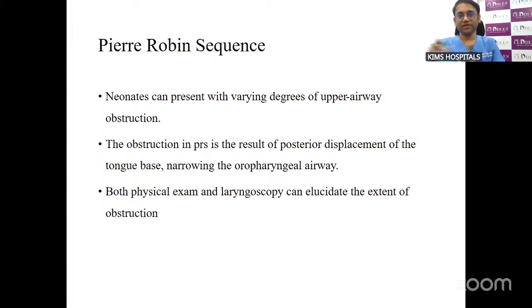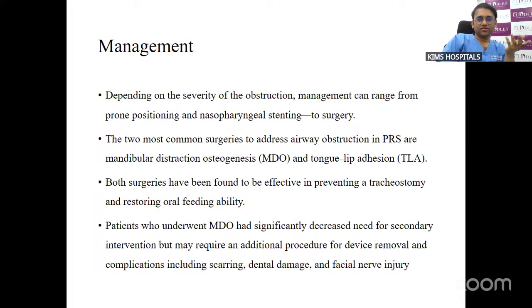The obstruction in PRS is the result of posterior displacement of the tongue, which leads to narrowing of the oropharyngeal airway. On physical examination we can see it, and we can also do laryngoscopy to assess the extent of the obstruction. Based upon the severity, we manage accordingly. We know that when we keep the baby in the prone position, the tongue will fall forward and relieve the obstruction. We can do a nasopharyngeal airway that acts as a stent.